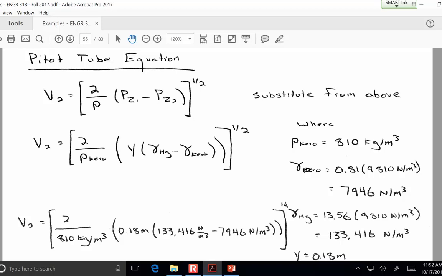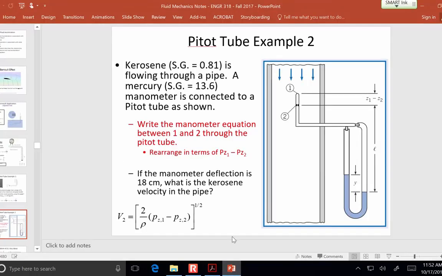Okay? And I got a good question: what density should you use here in the pitot tube equation? It should be the density of the fluid that's being measured. And so we're measuring kerosene. That's what's flowing on the outside. So really, we've got an inside equation and an outside equation.